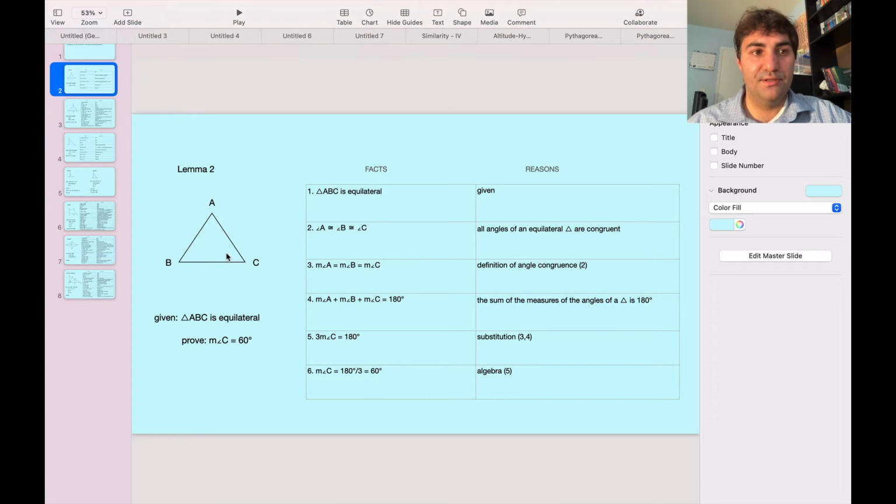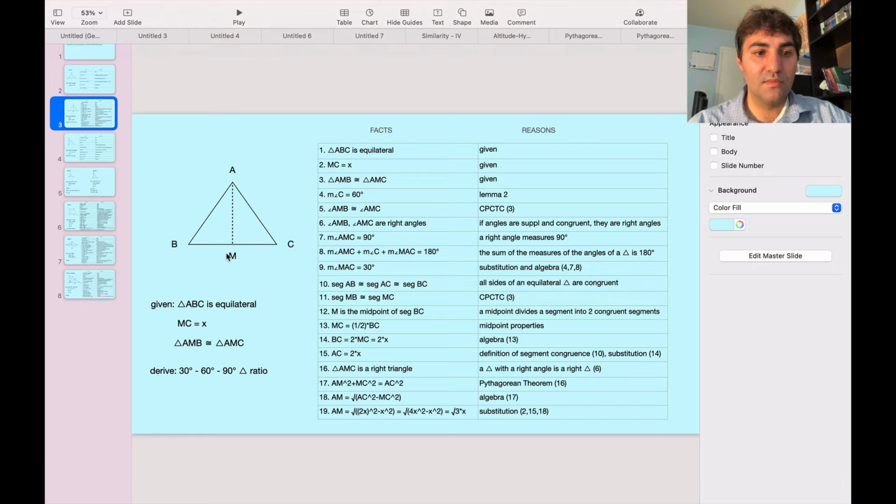So let's see how we're going to use this. Given triangle ABC is equilateral, we're given that the length of segment MC equals x, and that triangle AMB is congruent to triangle AMC. Let's derive the 30-degree, 60-degree, 90-degree triangle ratio.